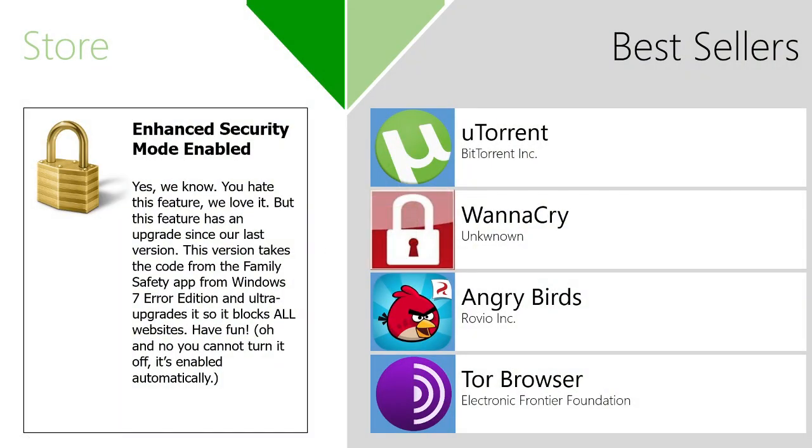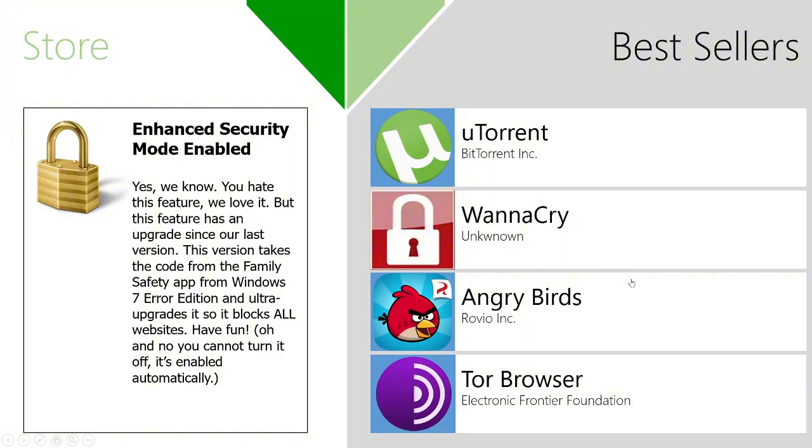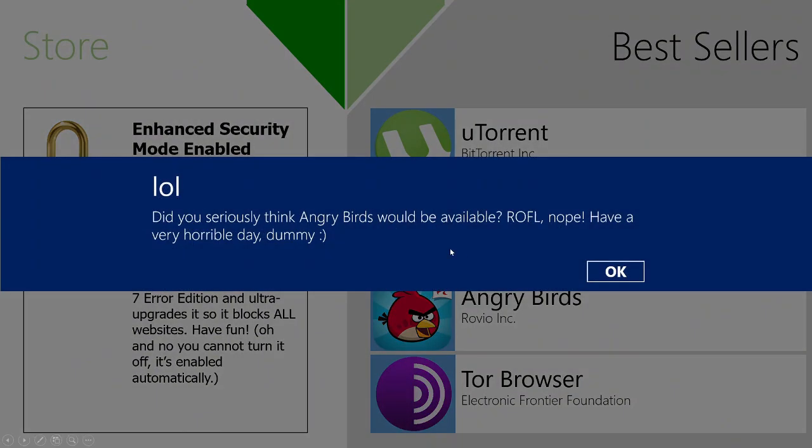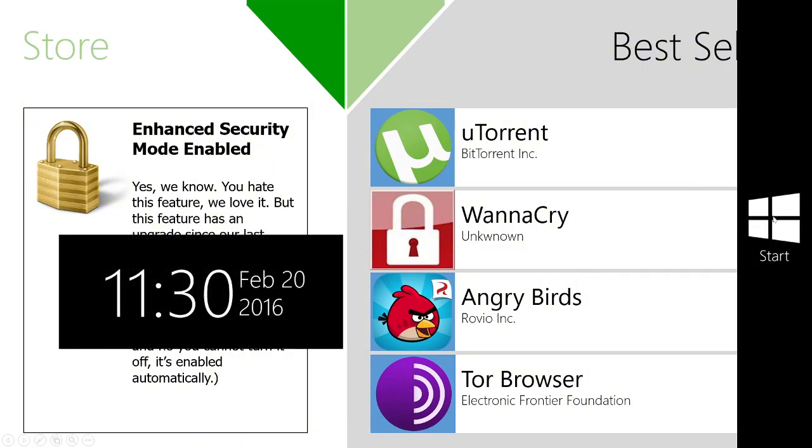uTorrent and WannaCry. Why are there viruses on the store? That literally just makes no sense. Tor, oh, they're broken. Well, if you want to use an app, you could just go to, I don't know, Angry Birds. I mean, to play, because that's the only game you can download. Oh god damn it! Angry Birds is unavailable.